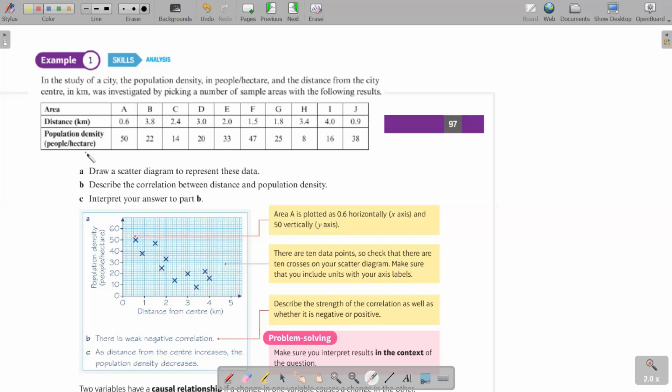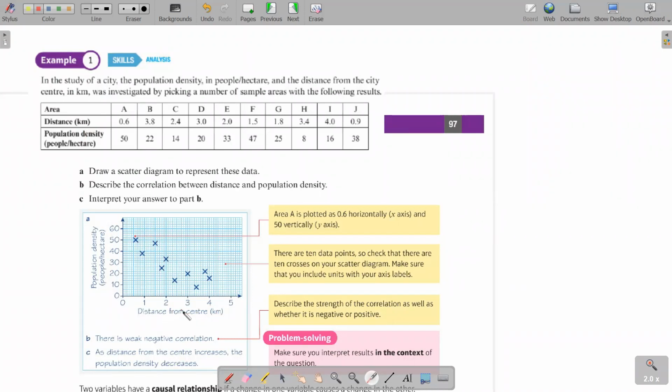Okay, so how do you identify who is dependent and who is independent? What can we change, and what is the output? I believe you can understand that the distance is what we can measure, right? So distance is what we measure, and according to the distance, we check the response. The response is the population density, so the output of our experiment is the population density. The population density should be your y variable, the dependent, and the independent one is the distance, right, guys?